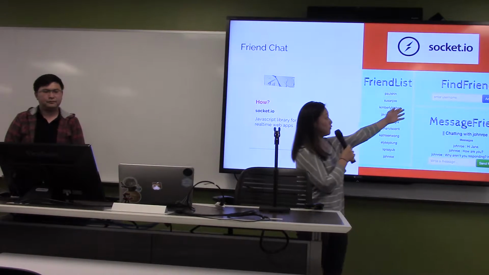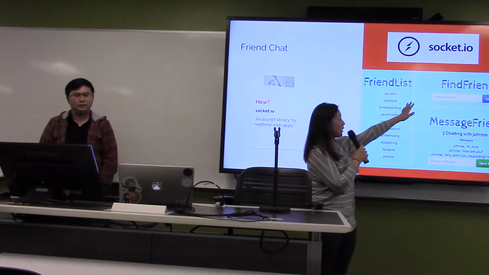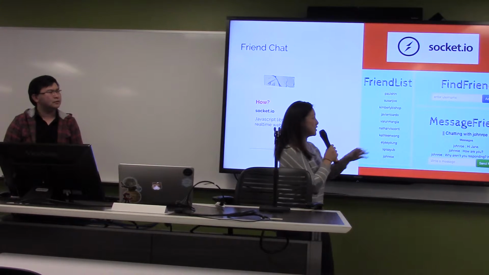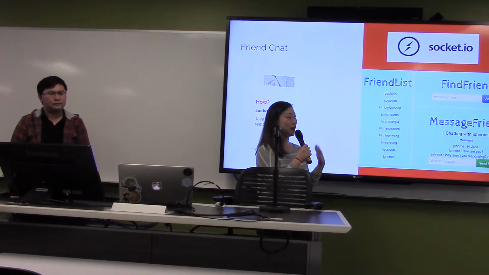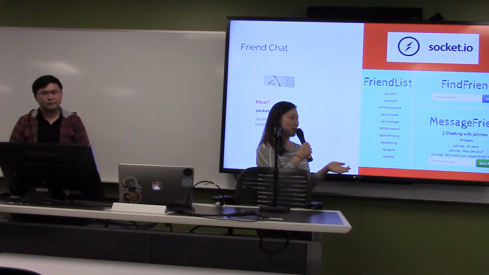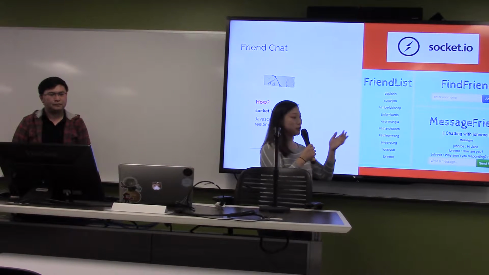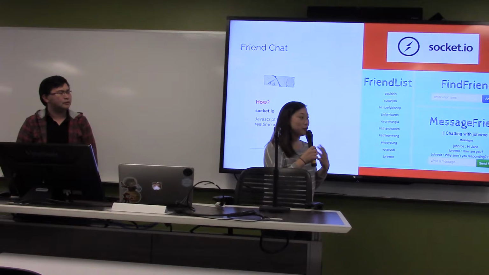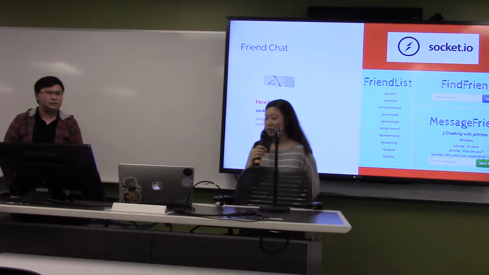And then for our find friend, right now, you would basically just add a username. You'd have to know exactly what the username is. When you add it, it goes to the server, and the server tries to find that username. If it doesn't exist, it won't do anything. But if it does, it will add that friend to your friends array, and then it will also add you as a friend to that friend. Yeah, so that's the chat page.